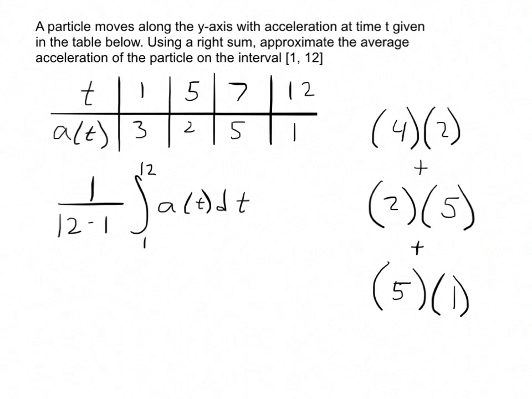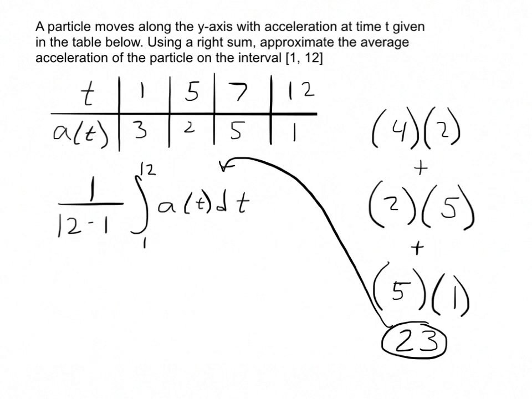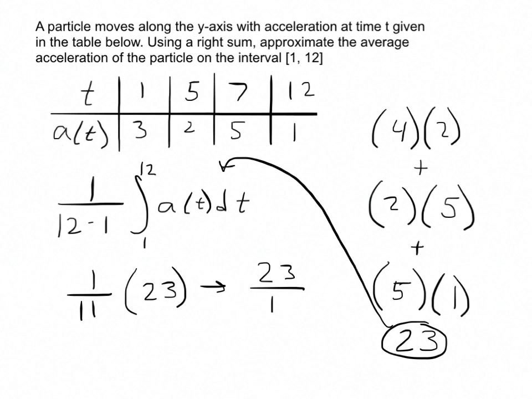If we add all of those things together, we end up with 8 from this, 10 from this, 5 from this. That ends up being 23. So in some sense, 23 is my approximation for what the integral is. So if I want the average acceleration, I need to do 1 over 11 times this approximated integral, which gives me that the average acceleration is 23 over 11. And that's it. We're done.